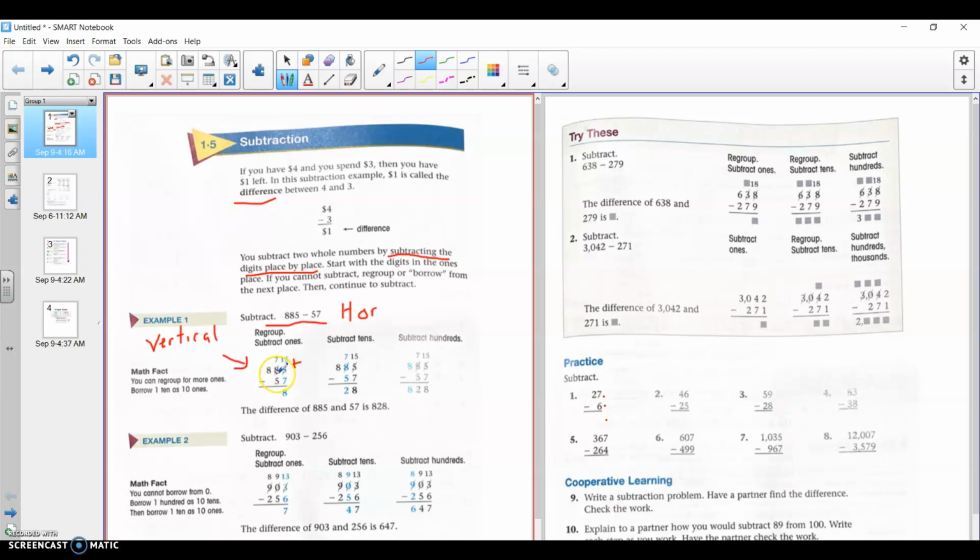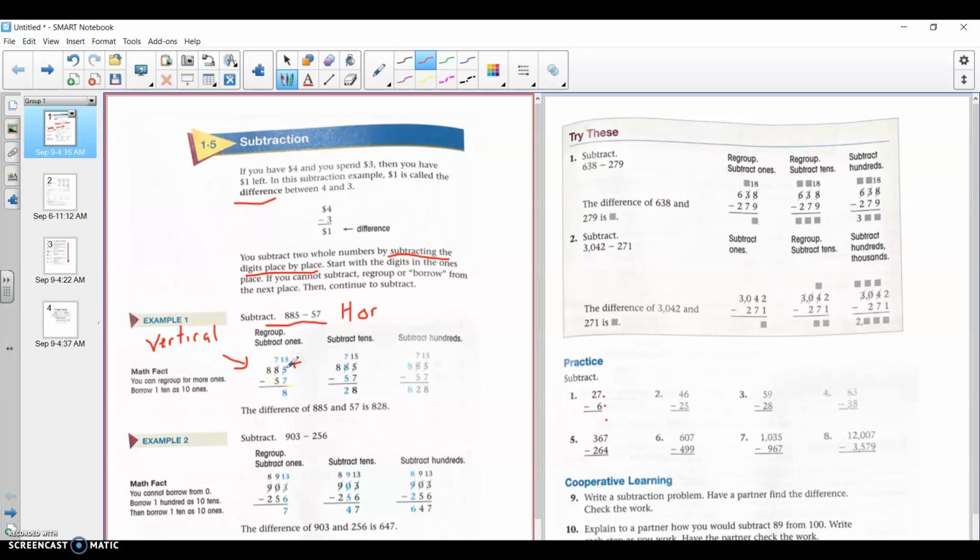Now notice they crossed off the 8 and they put a 7. In theory, you're actually borrowing a group of tens. And what I mean is, as soon as you cross this 8 off and put a 7 up here, you have 75. And you can see that the 5 is right there. However, we're going to add that group of 10 to the 5, and 10 plus 5 is going to give us this 15 that you see right here. That's why they cross off the 5.